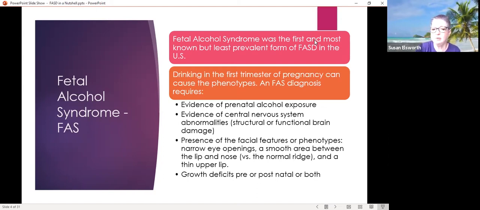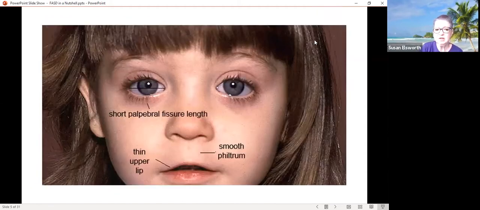We're going to see what we're talking about on the next slide. Often these individuals have pre or postnatal deficits. They can be a little bit smaller, their head circumference can be smaller, and they are often tagged with failure to thrive. These are the phenotypes that we were talking about, and let's just go through them one at a time.